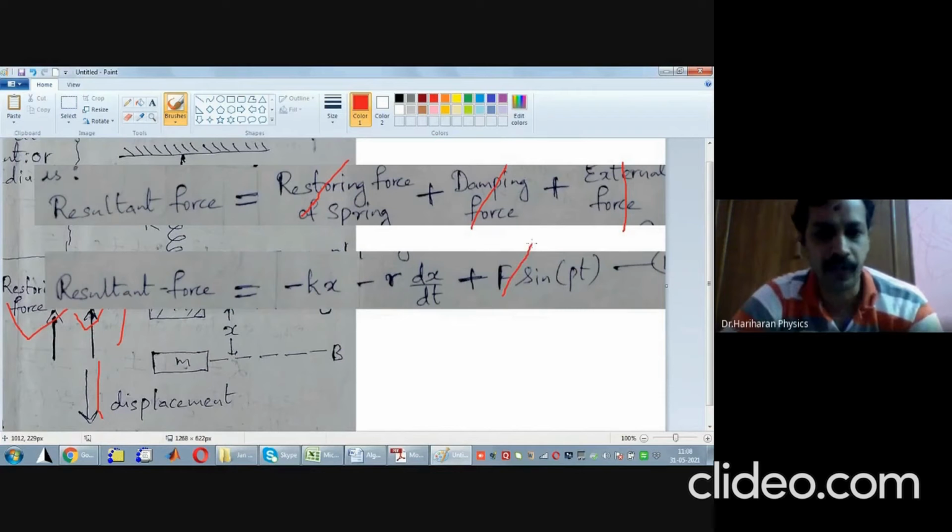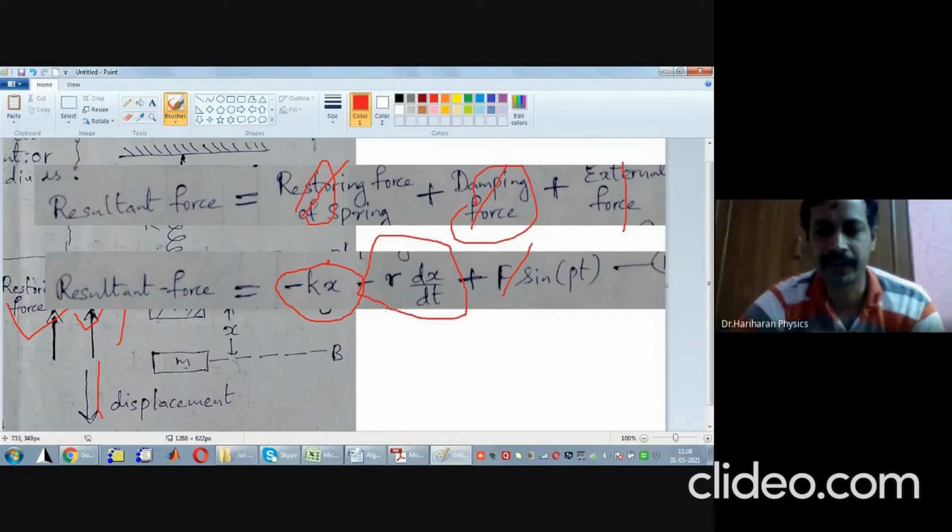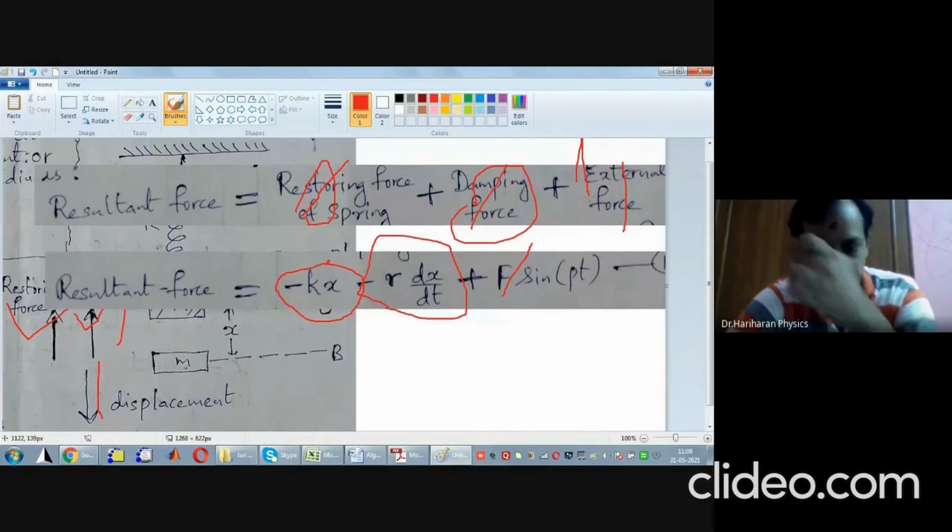What is the resultant force given by? The restoring force is given by Hooke's law, it is minus kx. Then what is the damping force given by? Damping force is proportional to velocity, therefore it will be equal to minus r into dx by dt. I gave an example: if you are moving in a bus, the force with which the breeze will enter the bus will be proportional to the speed of the bus, therefore the damping force will be equal to minus r into dx by dt.